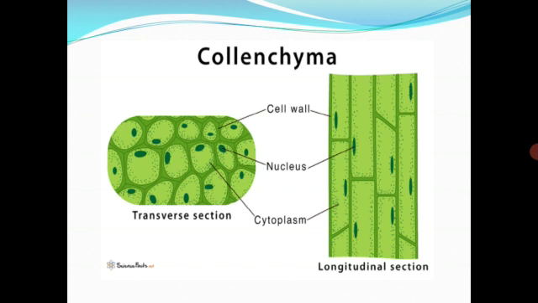The cell contains large vacuole, you can see, and these are found in the hypodermis of the dicot stem. So hypodermis is nothing but a layer present below the epidermis, is called as hypodermis. So in the hypodermis of the dicot stem, we can find these collenchyma cells being present.